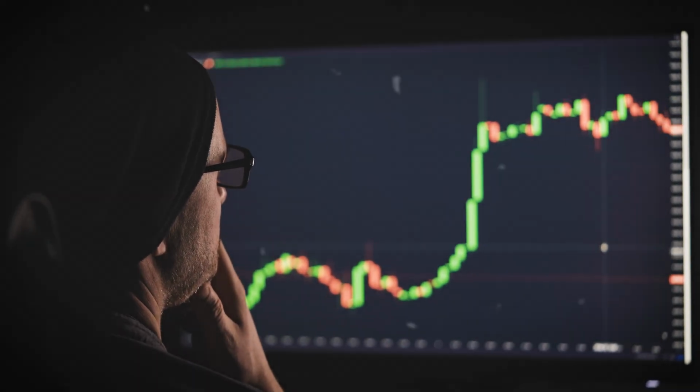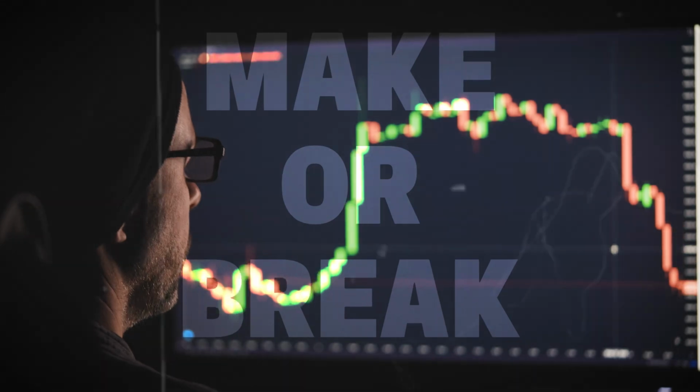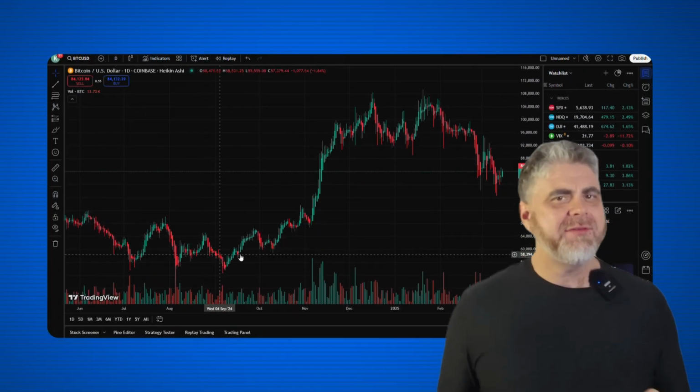In crypto trading, identifying trends and momentum can make or break your strategy. One tool that stands out for its ability to cut through market noise is the Keiken candle. Now, if you haven't explored this technique yet, let me walk you through why it's an absolute game changer for smarter trading.